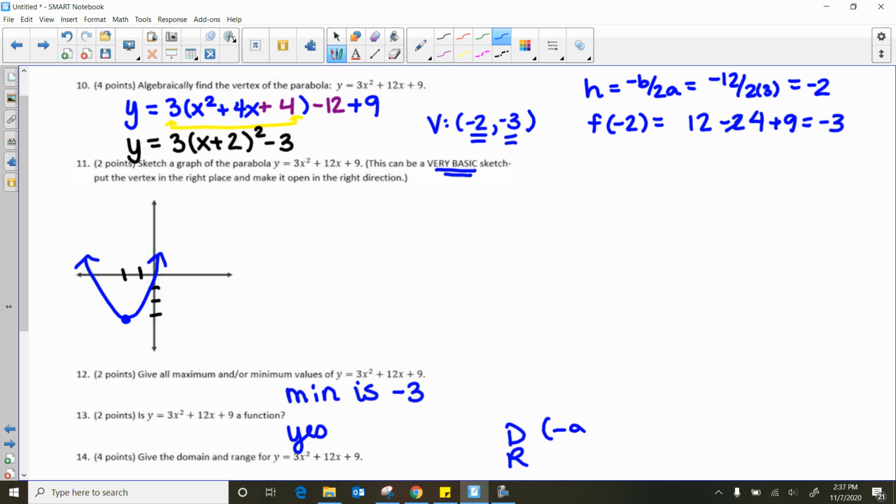Yes, this is a function, and the domain and range. The domain is all real numbers. The range, the lowest point on the graph is negative 3, with a square bracket there, and the highest point is infinity. It has a bottom, but it does not have a top.